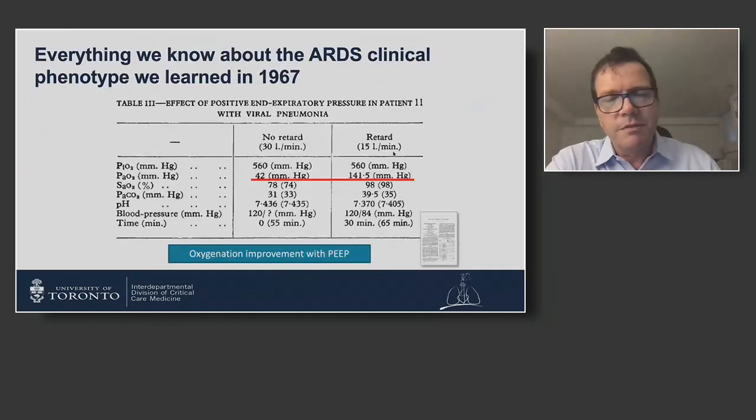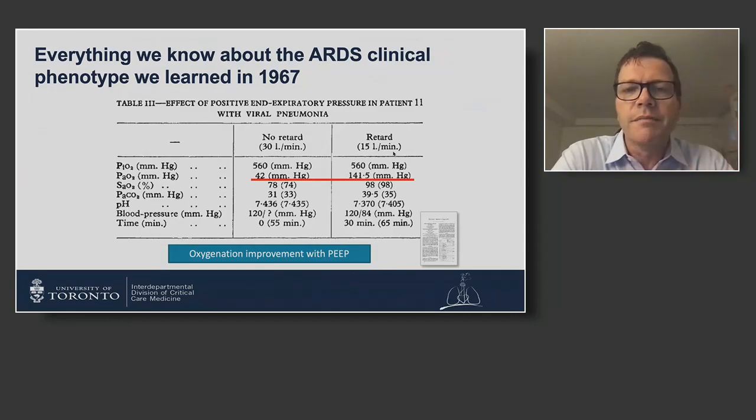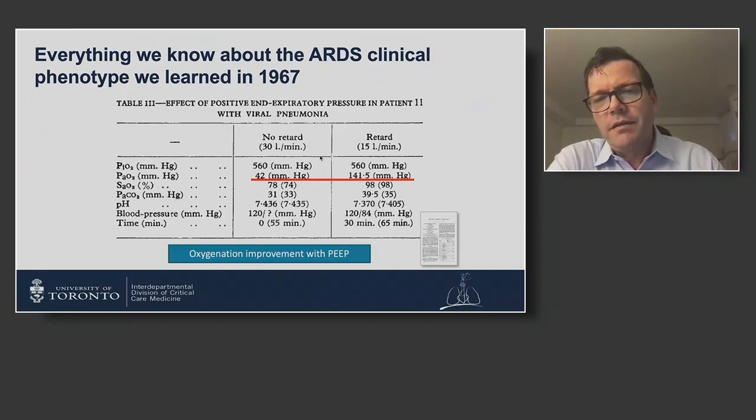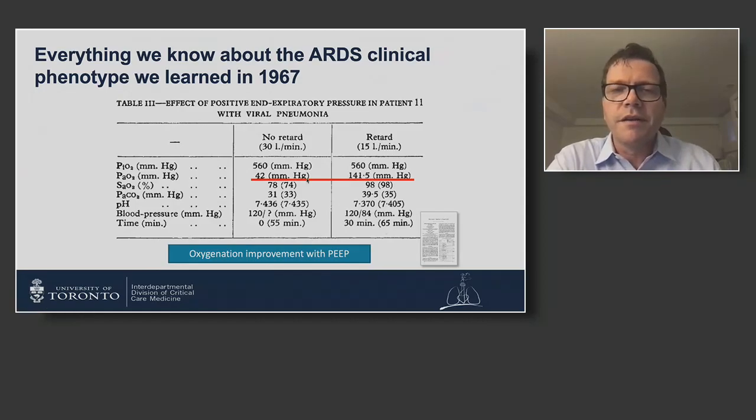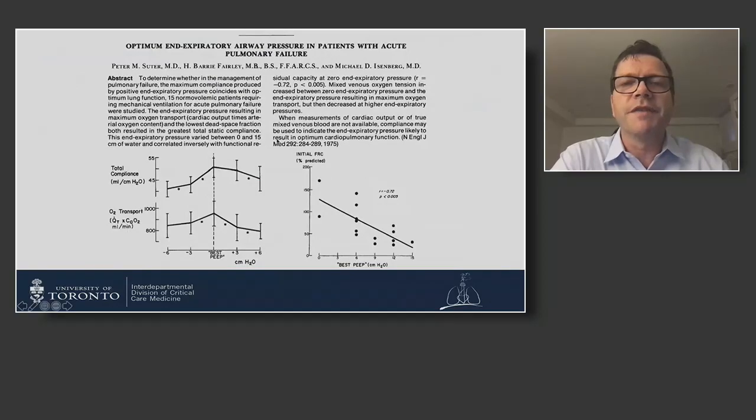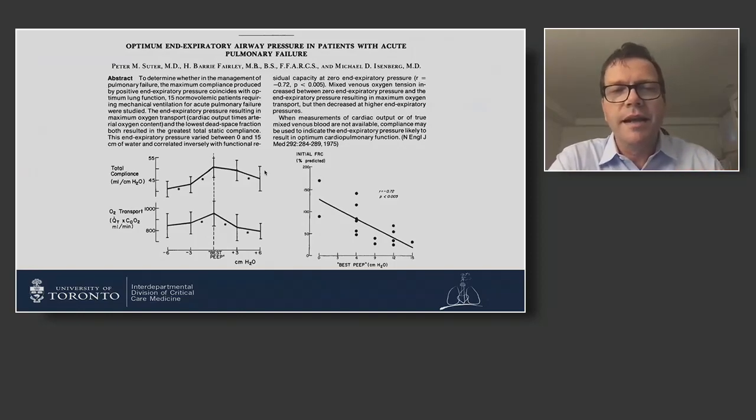A few words about PEEP. This is not a new concept. This is the original description of ARDS from 1967 from Tom Petty and co-workers, where they found a button on this new ventilator that they called respiratory retard, and saw huge improvements in oxygenation when they gave PEEP. There's a classic New England Journal paper from Peter Suter and Barry Fairley that again describes what is the best PEEP, trying to find the balance between lung compliance and hemodynamic effects.